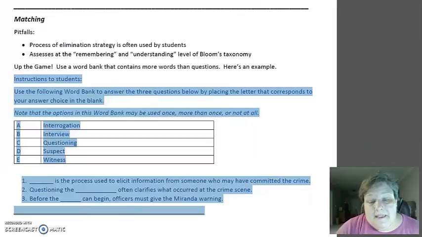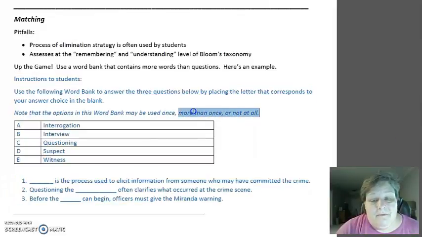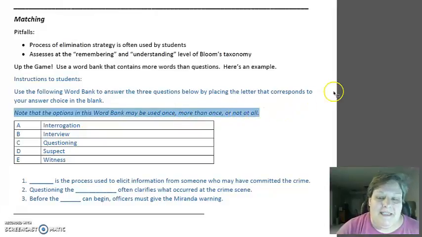The key is in the instructions. Let me go back up here. This is what makes it a good test. We're telling the students that the terms in the word bank might be used once, they might be used more than once, or they might not be used at all. So this is really testing to see if they know their stuff or if they're just guessing.